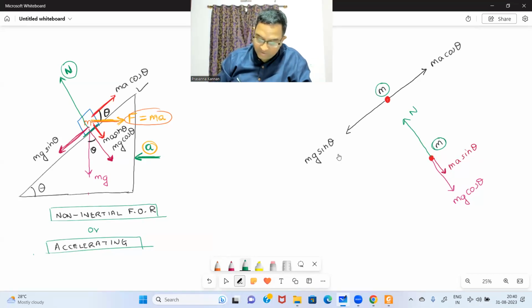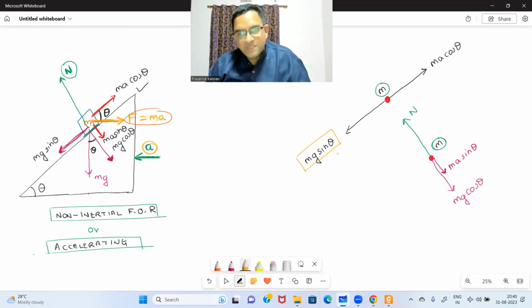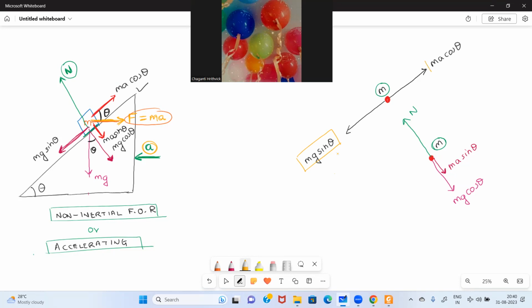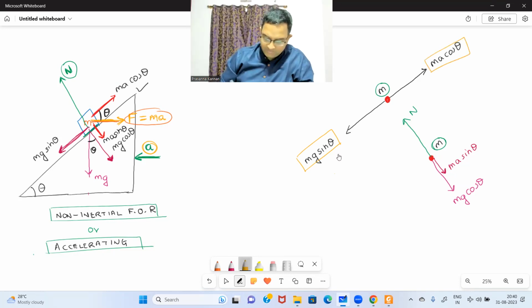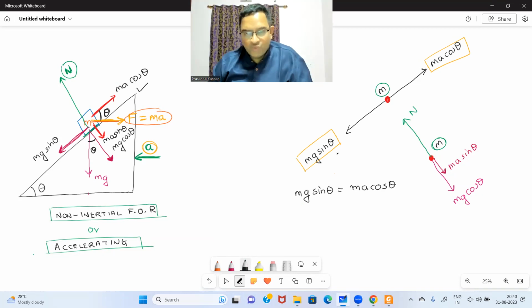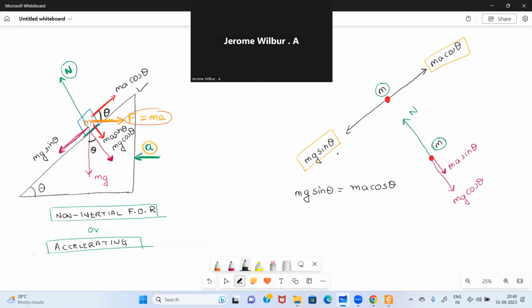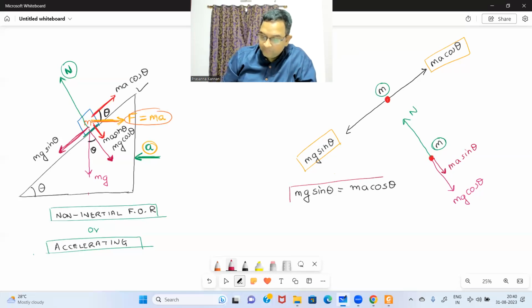So what is balancing your mg sin theta? What is balancing your mg sin theta? ma cos theta. So can I equate mg sin theta to ma cos theta? Yes or no? Yes, sir. Okay. What else can I equate?